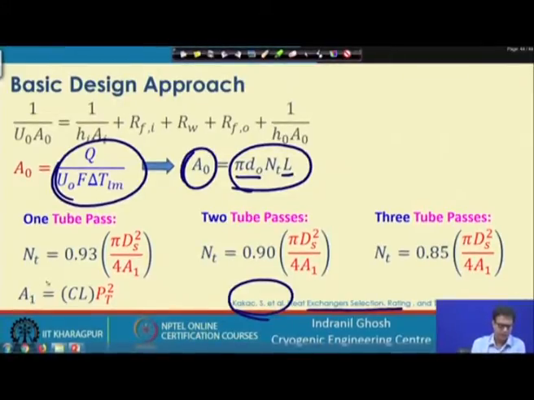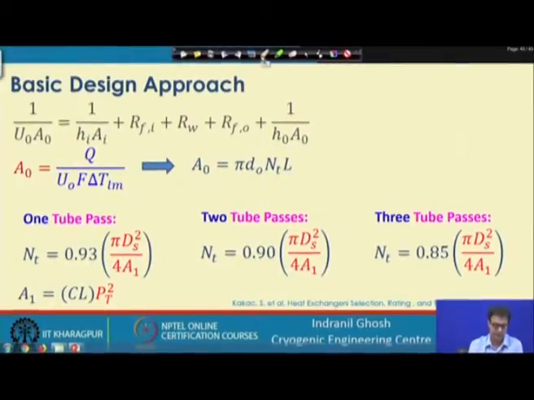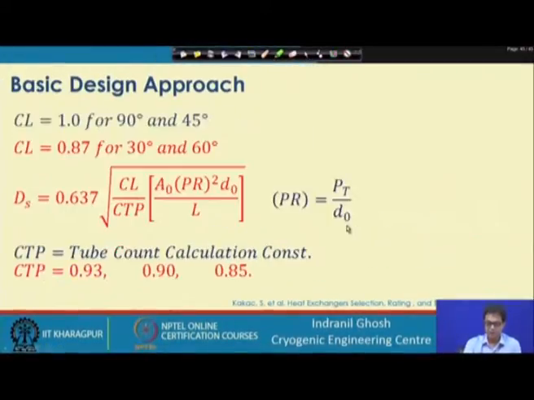And then for a one pass tube, this is the kind of NT, number of tubes, and we have these constants. We will talk about this particular type of constant, why it is coming like this. And finally, we have these relations by which we can try to estimate the number of tubes for different numbers of passes. And we have this CL equals 1 for 90 degree, and this is for 45 degree. That is the tube arrangement. This depends on the type of tube arrangement we are following.